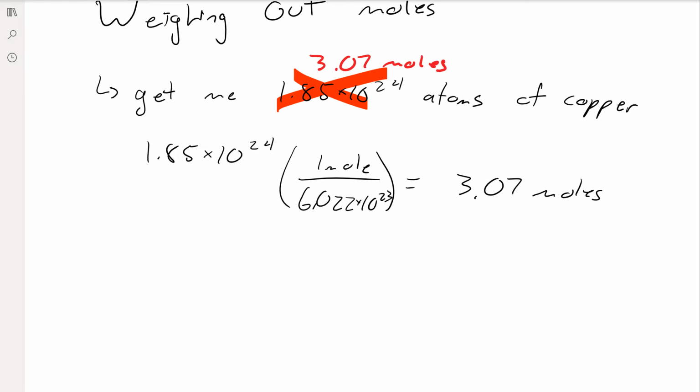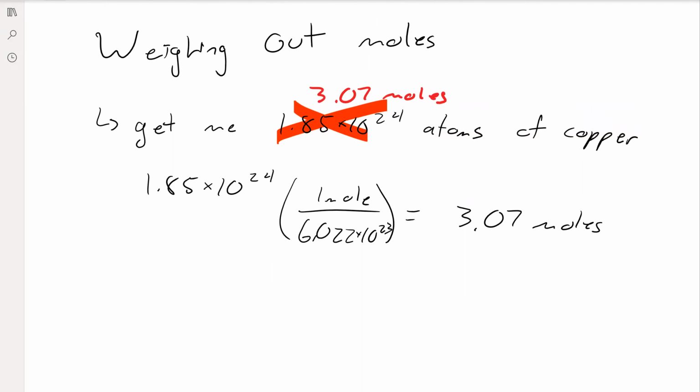Right? Which one of these sentences is easier to say? Get me 1.85 times 10 to the 24th atoms of copper, or get me 3.07 moles of copper, right? The moles are just easier to say, and that's why we want to use them.